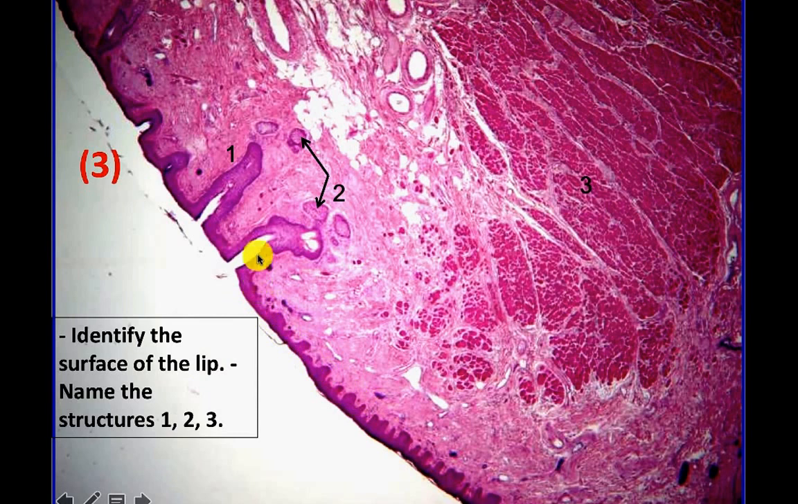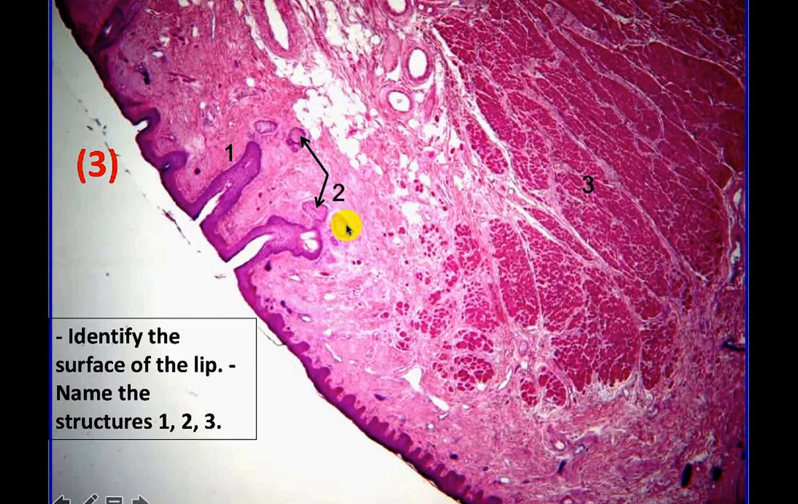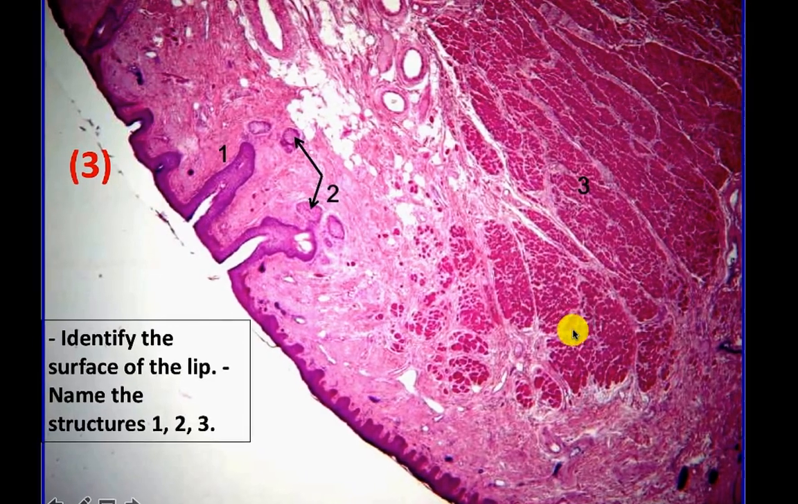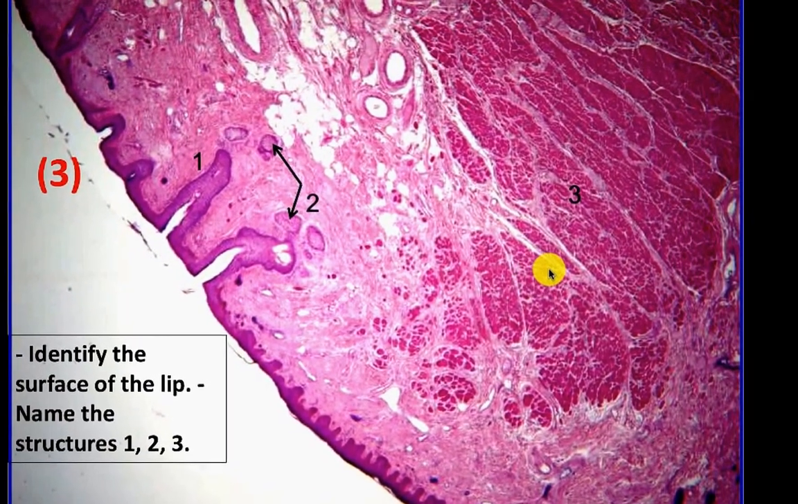Identify the surface of the lip. On this surface here, you can see hair follicles, sebaceous glands. So this is the skin surface of the lip. Number 1, it is the hair follicle. Number 2, it is the sebaceous gland, pale stained. And number 3, it is the skeletal muscle, acidophilic in appearance, and we have a lot of these muscles transversely cut.